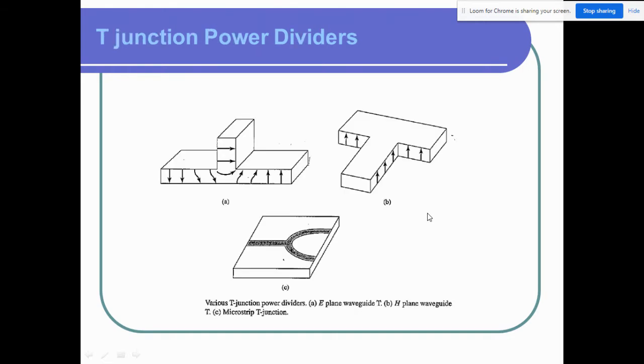So in the T-junction, as I have already told you, in the T-junction power dividers, there are different types of structures here. This one is the E-plane structure, this is the H-plane, and this is the microstrip T-junction power divider. Basically, this is our goal: how we can design this one.